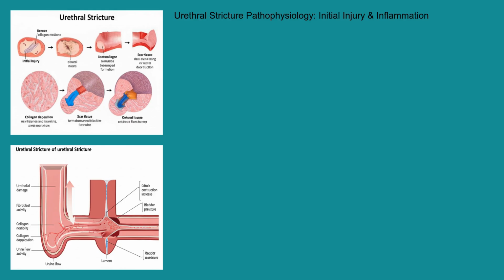The pathophysiology of a urethral stricture revolves around the healing process following injury or inflammation. Initially, inflammation damages the urethral lining, called the urothelium. As the body attempts to repair the damage, fibroblasts lay down collagen, forming scar tissue. Unlike normal tissue, scar tissue is inflexible and lacks elasticity. This scar tissue gradually narrows the urethral lumen, obstructing the flow of urine.